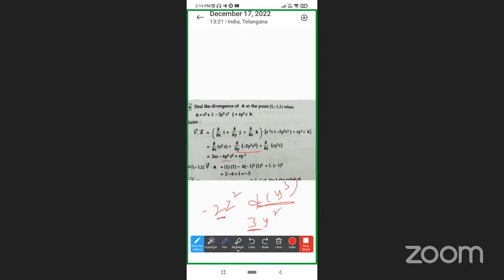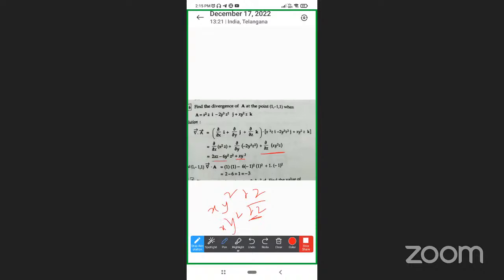So 2 times 3 is 6, giving 6 y squared z squared. Simplifying, this value is minus 6 y squared z squared. Next the z term: with respect to z, x y squared is constant, and dou z by dou z is 1. So x y squared is the result.